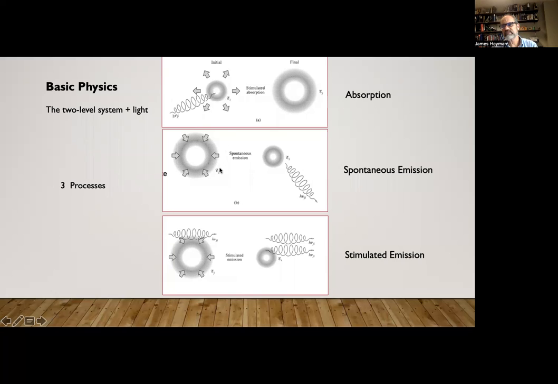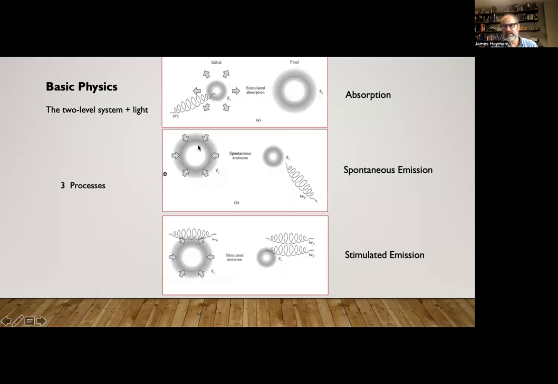There are three different processes that can take place. If the atom starts in the ground state, then it could absorb a photon of the right wavelength that would kick it up into the excited state. This is called absorption. Or here in this drawing, it's called stimulated absorption because the transition takes place in response to being stimulated by a photon.